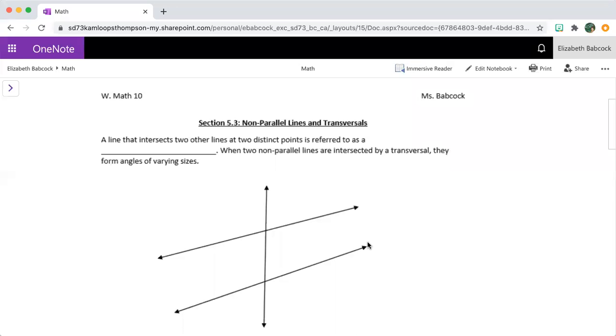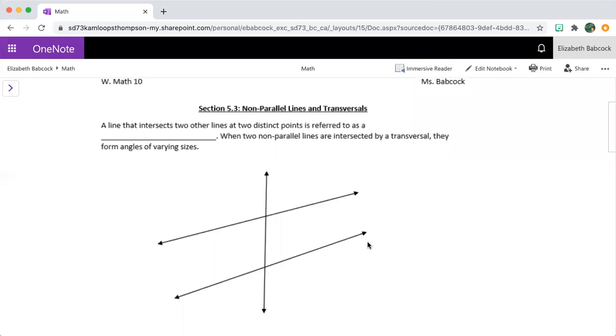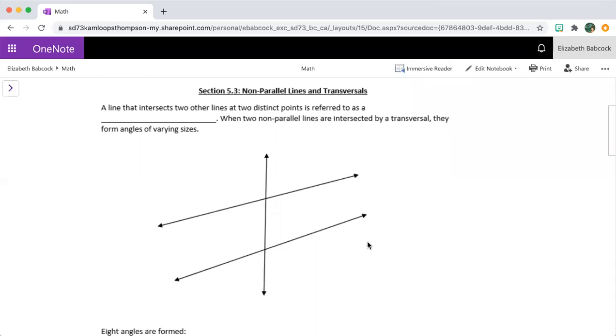Okay, section 5.3, non-parallel lines and transversals. This section is all about two lines that are not parallel, so they will eventually meet, and a transversal. A line that intersects or crosses over two other lines at distinct points is referred to as a transversal.